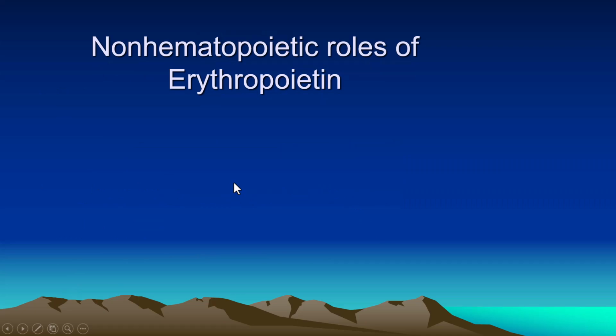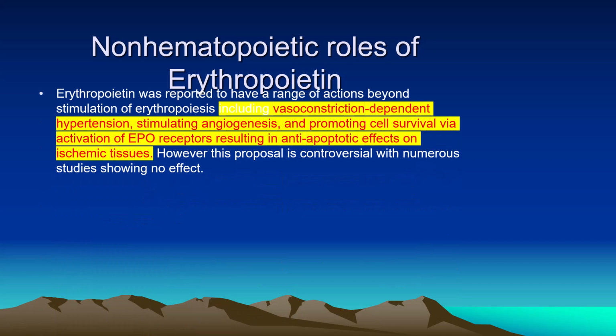Non-hemopoietic role of erythropoietin. Erythropoietin was reported to have a range of action beyond stimulation of erythropoiesis. It has other roles also. One important role is vasoconstriction, and due to this vasoconstriction, hypertension occurs. A patient becomes hypertensive when he is injected, his blood pressure shoots up.